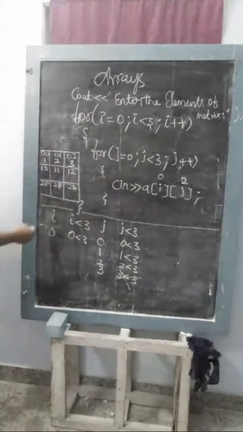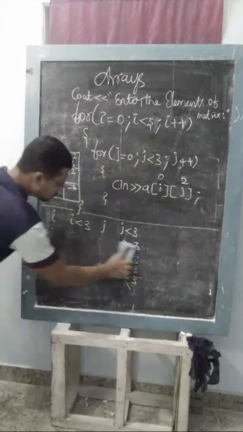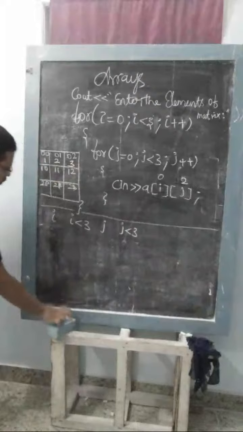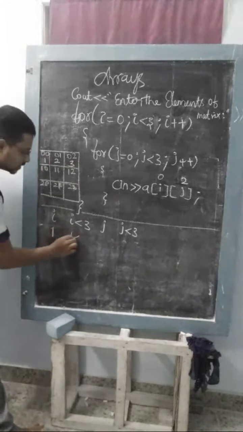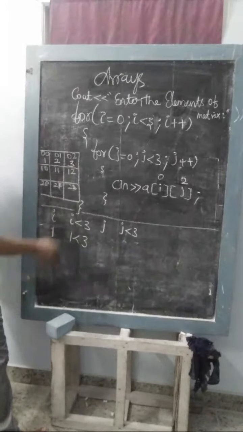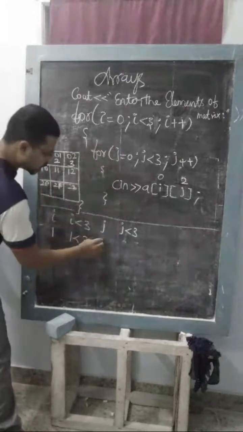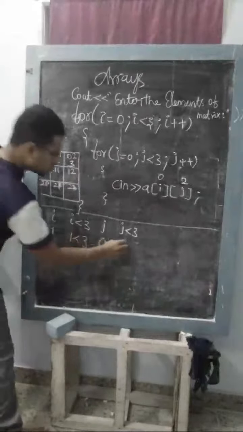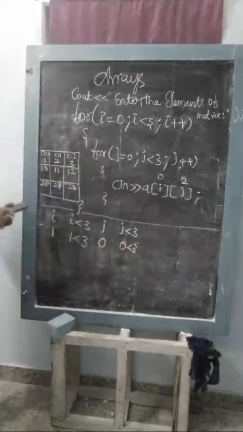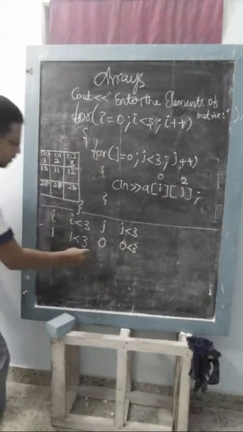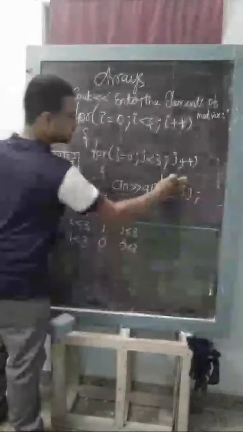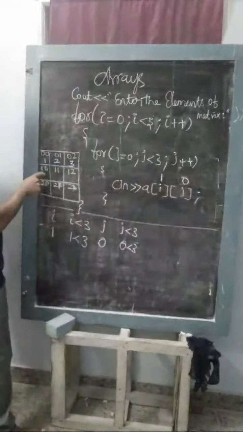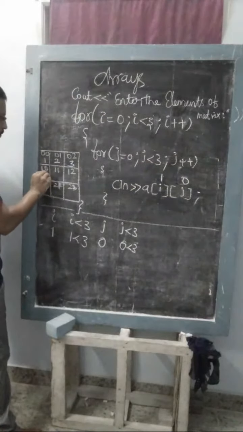What is the I value? The I value will be updated now. I value is 1. 1 less than 3, the condition is true. J is newly born, once again 0. 0 less than 3, the condition is true. And then I value is 1 and J value is 0. The value 4 will be stored.